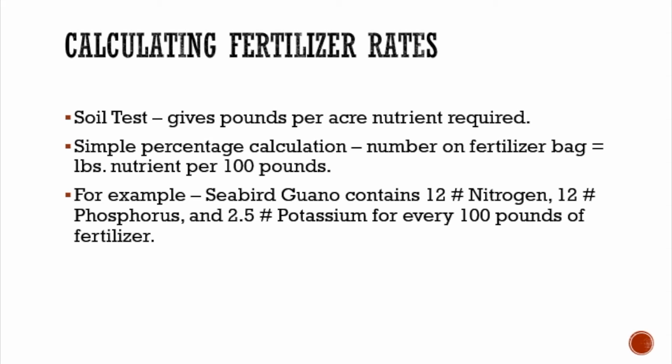When we look at these fertilizer rates, again, the soil test is going to give us the pounds of actual nutrient per acre that is required. And again, it's a simple percentage calculation. The number on the bag is how many pounds of nutrient for every 100 pounds of fertilizer. So we use that seabird guano as an example. It's a 12-12-2.5. So for every 12 pounds of nitrogen, 12 pounds of phosphorus, and 2.5 pounds of potash, we're going to supply that with 100 pounds of fertilizer.